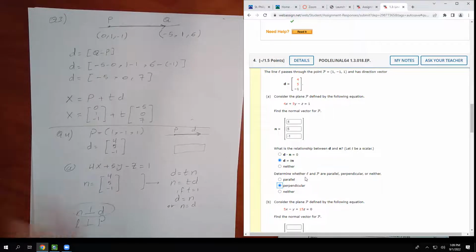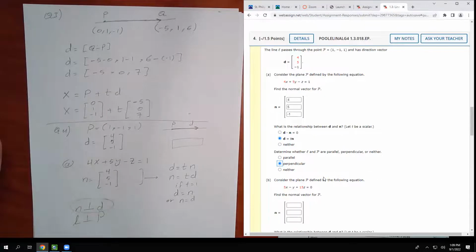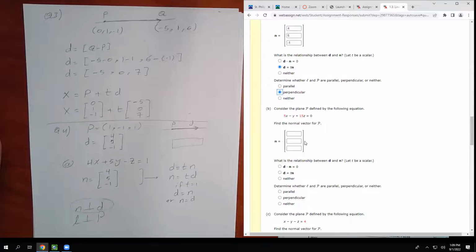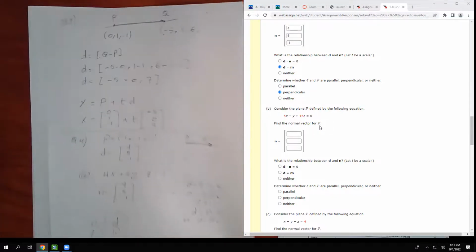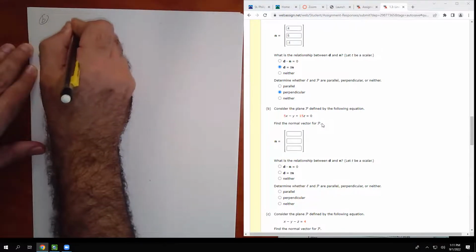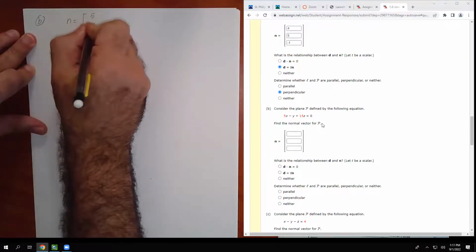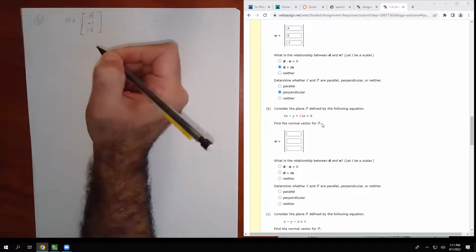Let's keep going on this example. We're going to do exactly the same thing on the second part, on B. Consider the plane defined by the following. Now we have a different plane. Find the normal vector for P. So the normal vector for this one is N equal to 5, -1, and 15. This is the normal vector.